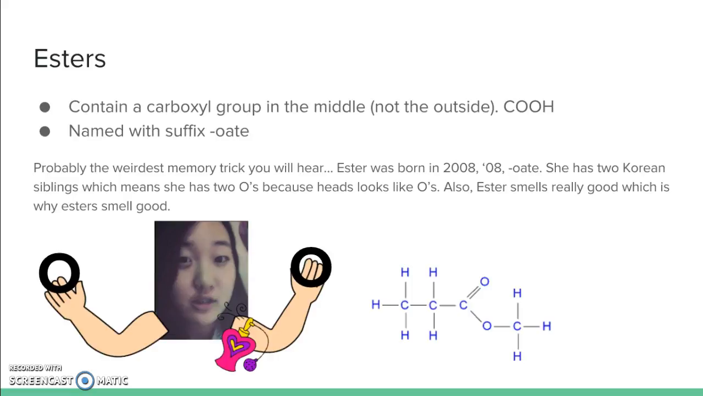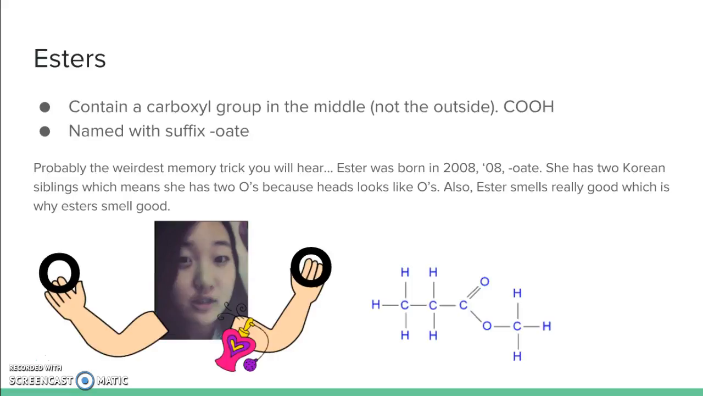So Esther has 2 Korean siblings, which means she has 2 O's, because I imagine siblings as just cute little heads, and heads look like O's. And then Esther smells really good, which is why esters smell good.